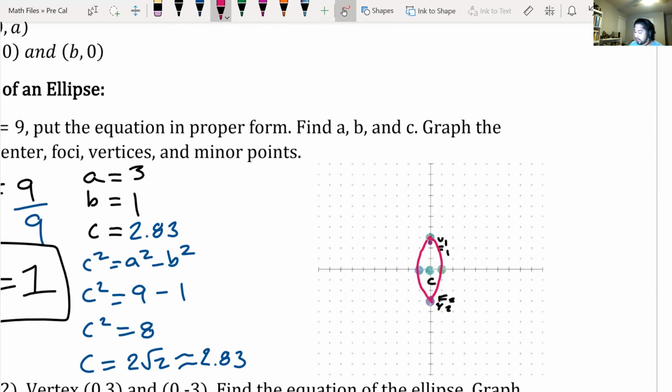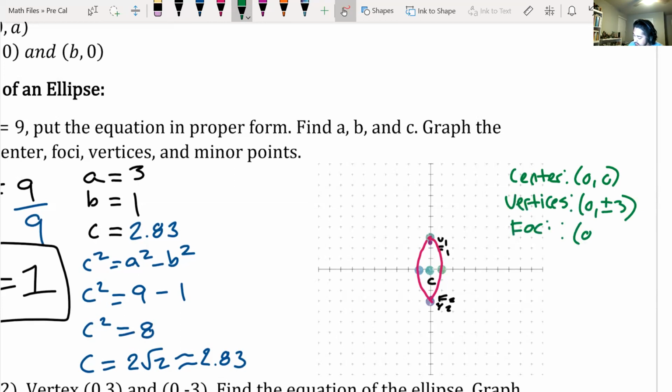Okay. So now, again, just list everything we have. Center is at 0, 0. Vertices are at 0 and plus or minus 3. Foci are at 0 and plus or minus 2 square root 2. Minor points are at plus or minus 1 and 0. And there you have it.